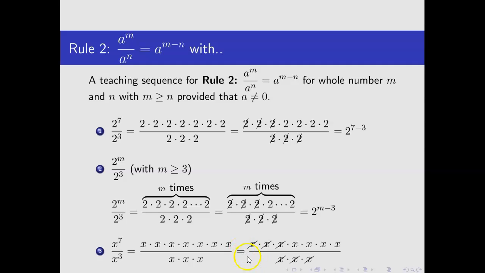We're going to cancel the x's we have in common between the numerator and denominator, and then what we're going to have left is the number of x's. So we started out with 7 in the numerator, we canceled 3 of them in the denominator, so it leaves us with x to the 7 minus 3. Again, making that connection to what the rule says rather than writing x to the 4th.